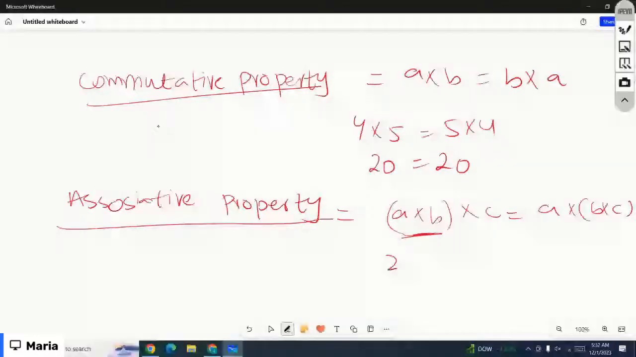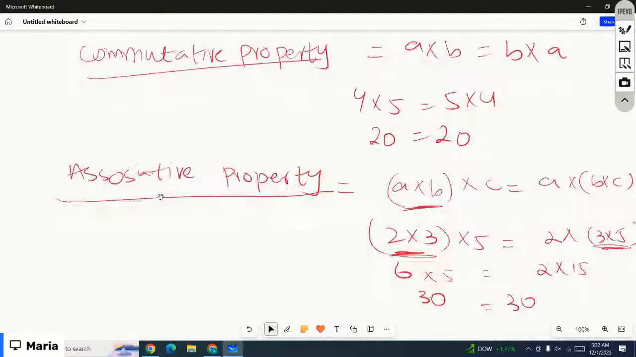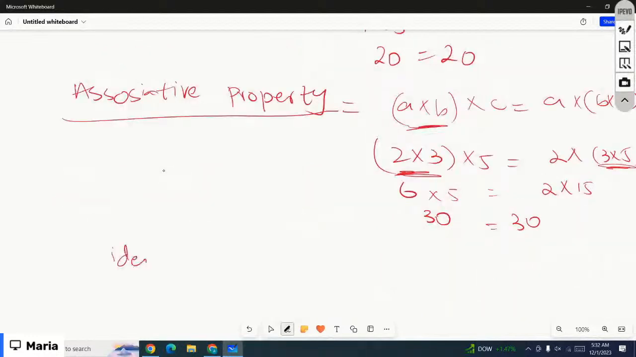For example, you have 2 times 3 times 5. Here you need to evaluate 2 times 3 first. 2 times 3 is 6, then you have to do 6 times 5. Here you have to do 5 times 3 first. 5 times 3 is 15. So 6 times 5 is 30 and 15 times 2 is 30. Got it? This is the associative property of multiplication, right? On both sides the numbers are exactly the same, just their order of multiplication is different, so they have the same answers, right?